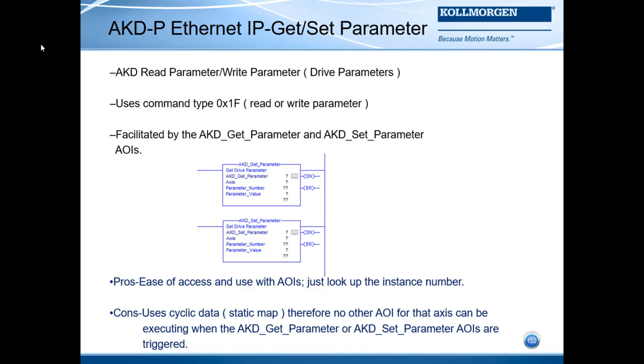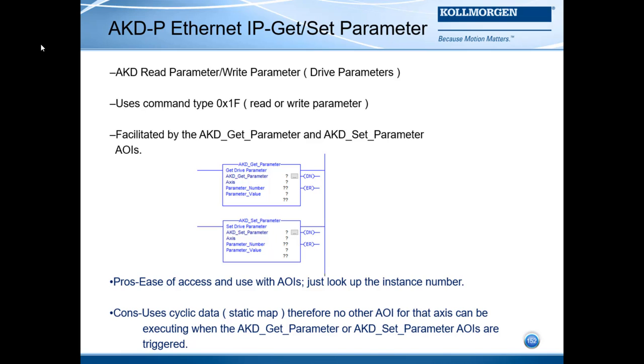The AKD read and write parameter method accesses drive parameters as previously stated. It uses the command type hex 1F, which is the command type for the read or write a parameter. This is automatically facilitated using the AKD get parameter and AKD set parameter add-on instructions as shown. Pros are ease of access and use with the add-on instructions. Just look up the instance number.